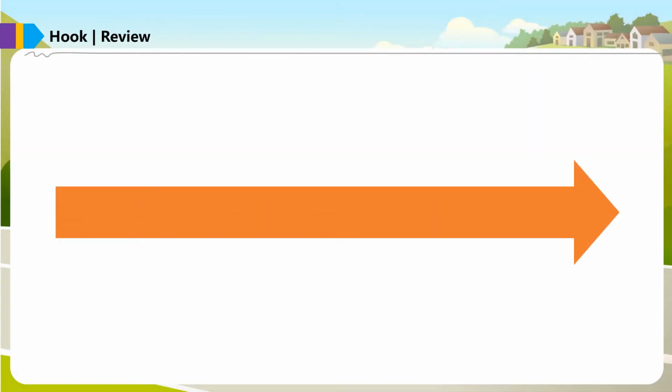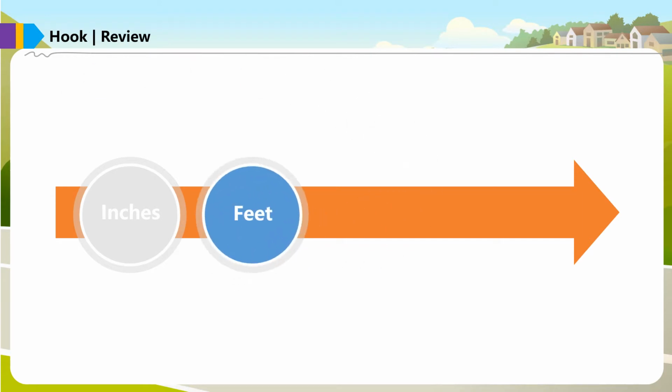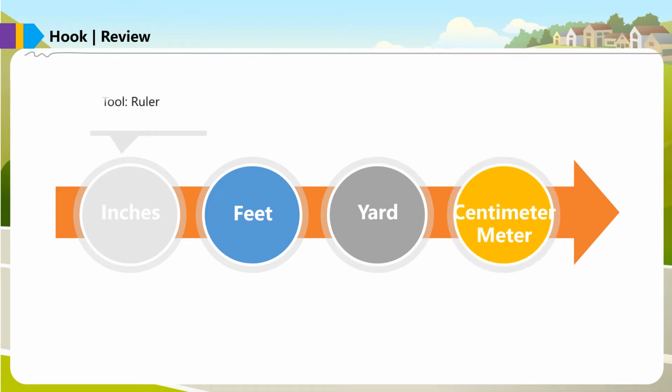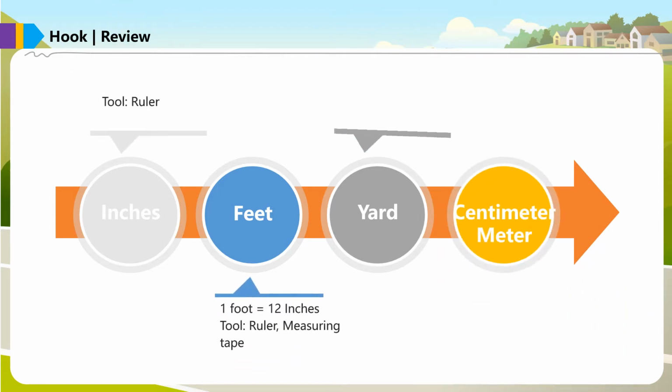So let's review what we have learned so far. So the first unit we learned was inch. And then we studied that 12 inches are equal to a foot. And then we studied that 3 feet are equal to a yard. And then we studied about centimeters and meters.